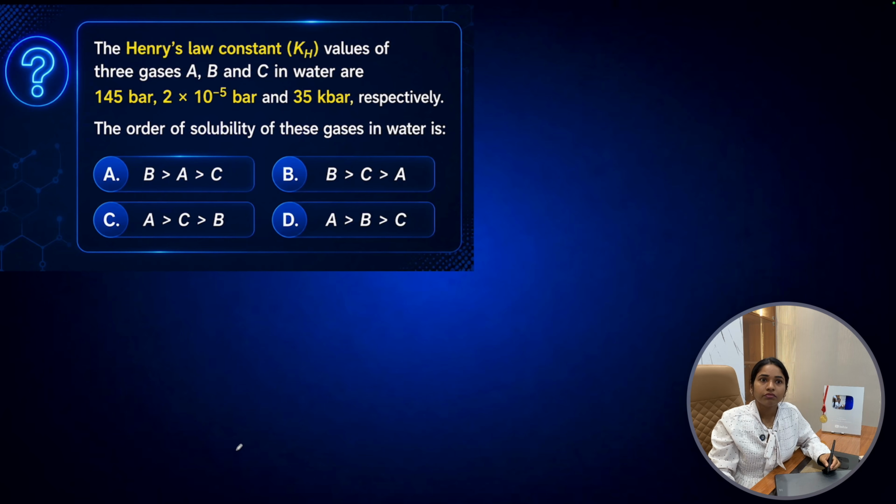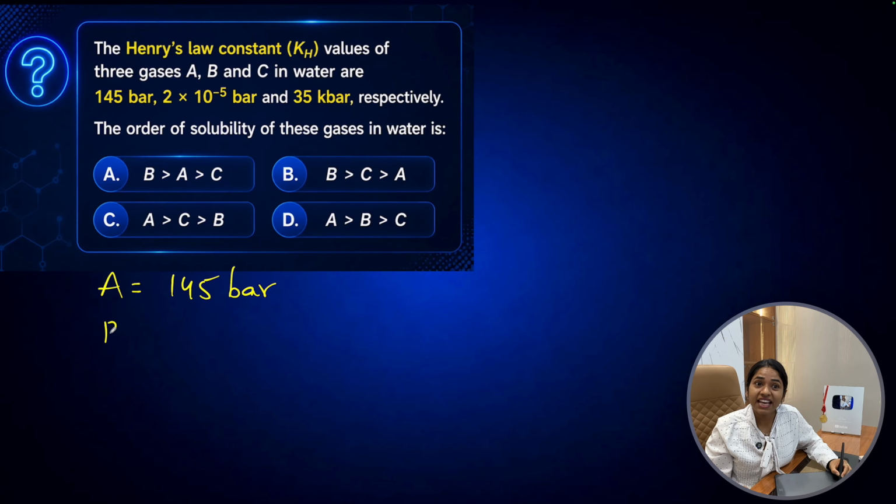Next question. The Henry's law constant KH values for the 3 gases A, B and C are given. They were asking the order of solubility. So gas A, how much? 145 bar is given. Gas B is given 2 into 10 to the power of minus 5 bar. Gas C is given 35 kilobar. Kilobar means 1 kilo means 1000 bars, into 10 power of 3 bars.